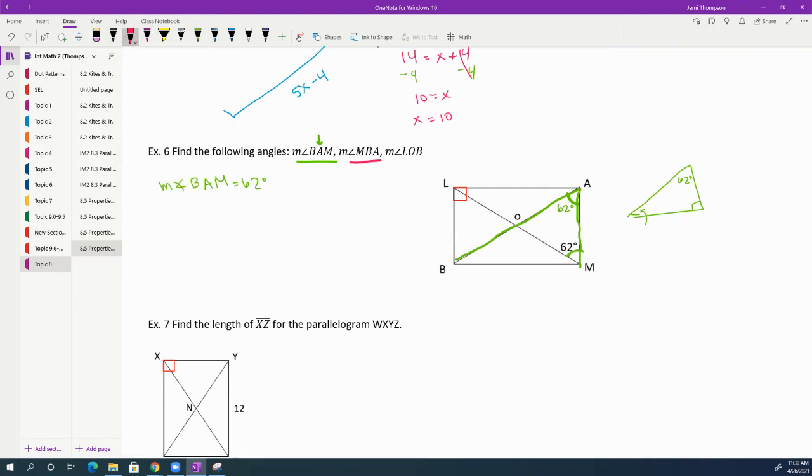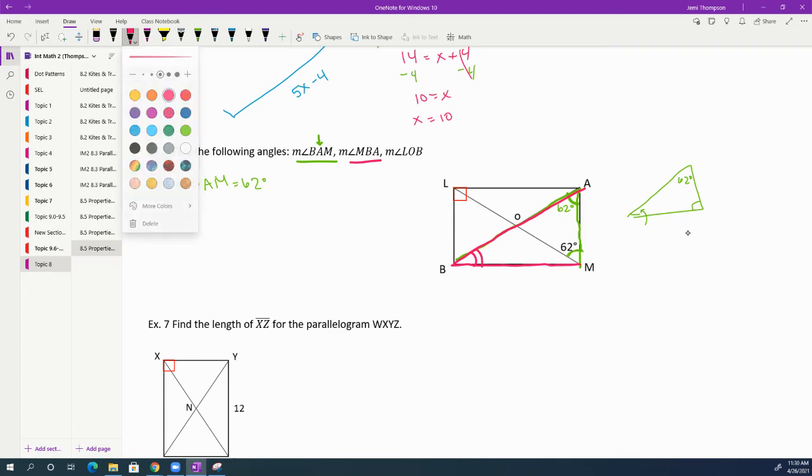Let's outline MBA. So B is the vertex angle. B is the vertex, so I'm talking about this angle here. Well, going back to the triangle I just drew would be very helpful to find this angle. There's more than one way to do this. Okay, I'm just going to show you this one. If you did it a different way, that's totally cool.